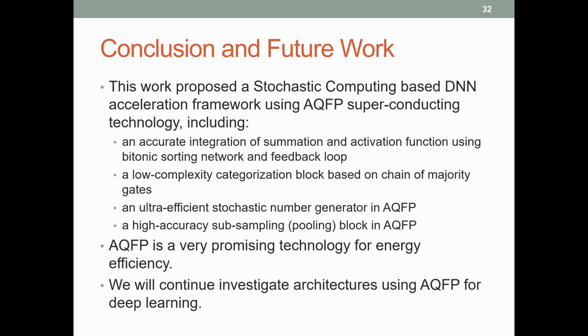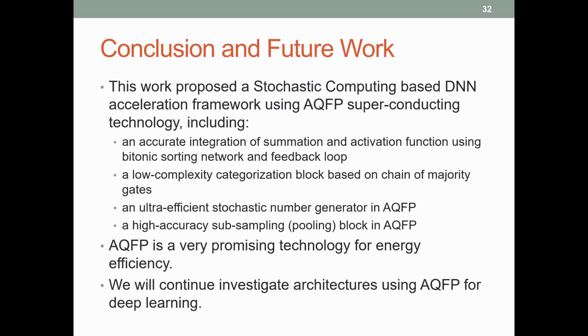For the conclusions, we have proposed a stochastic computing-based deep neural network acceleration framework using the AQFP superconducting technology. This is based on the prior work on AQFP synthesis and also placement and routing. We have an accurate integration of the summation and activation using the bitonic sorters. We have a low complexity fully connected block based on the chain of majority gates. We have an ultra-efficient stochastic number generator in AQFP and a highly accurate subsampling or pooling block in AQFP.